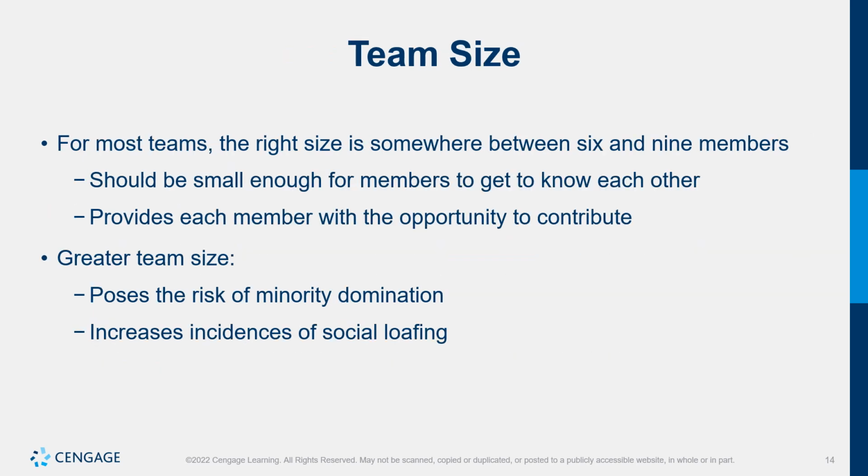The relationship between team size and performance appears to be curvilinear. For most teams, the right size is somewhere between 6 and 9 members. A team of this size is small enough for the team members to get to know each other, for each team member to have an opportunity to contribute in a meaningful way to the success of the team. At the same time, the team is large enough to take advantage of team members' diverse skills, knowledge, and perspectives.